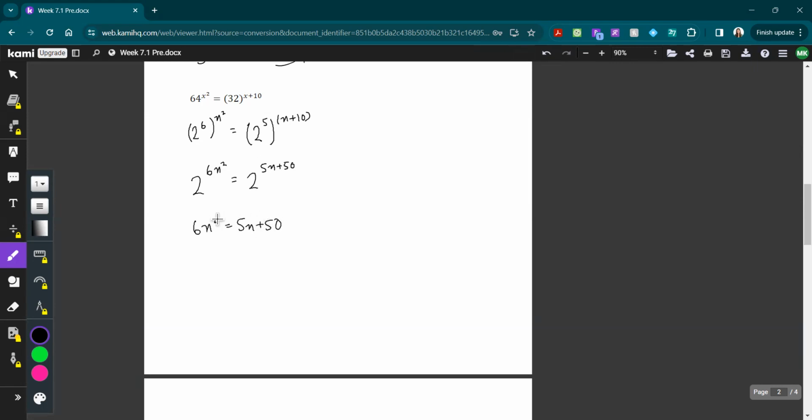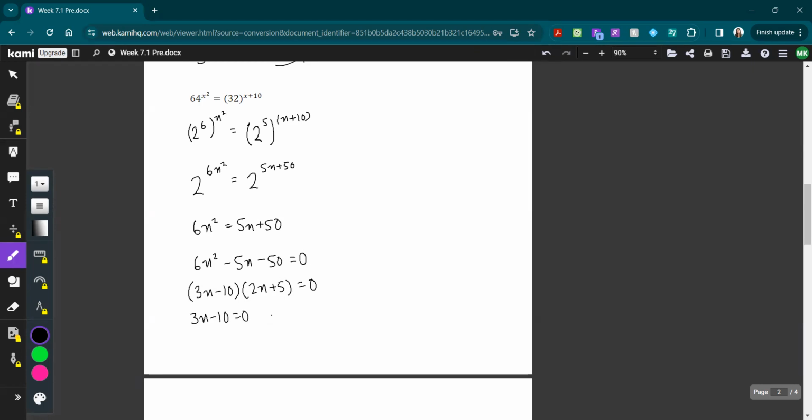Now notice, we have a quadratic this time. So that means we need to group everything to one side of the equation. As you can see, I have subtracted 5x and 50 from both sides of the equation to give me this. From here, I want to factor it. So use whichever method you are most comfortable and familiar with to factor. You should get the factors 3x minus 10 times 2x plus 5 equals 0. From here, solve for x.